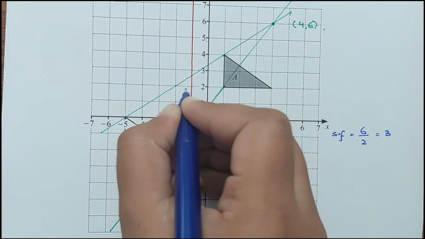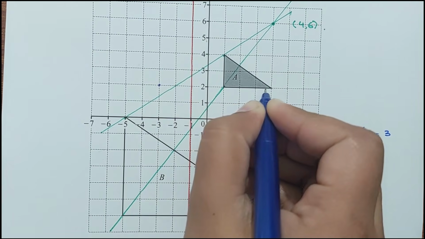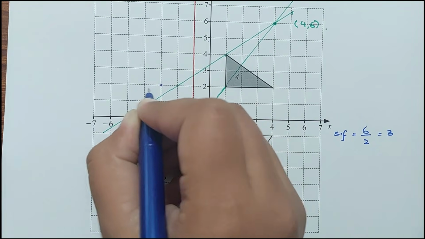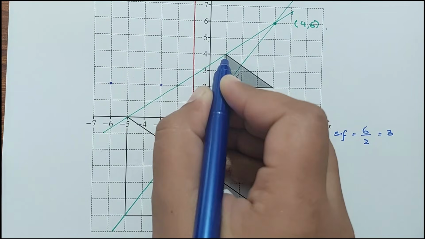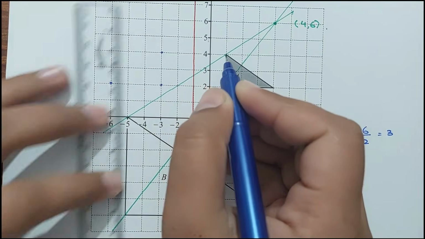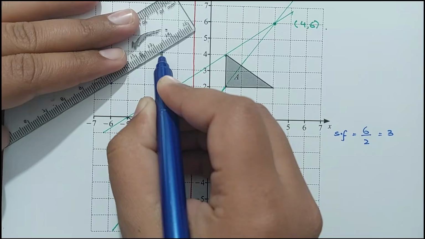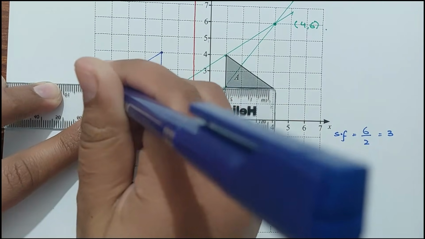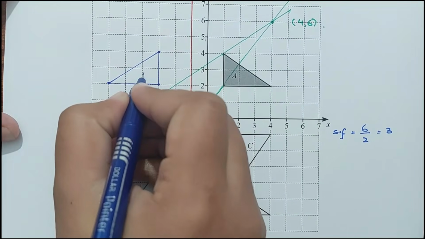Right, now let me draw the reflection. 1 unit and 2 units. So this point is -3 and 2. 1, 2, 3, 4, 5 units, so -6, 2. And 2 units again. So this is -3 and 4. So this is the reflection of triangle A across the line x equals -1.